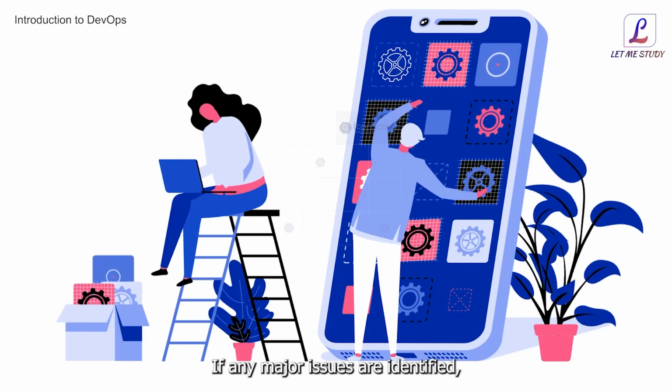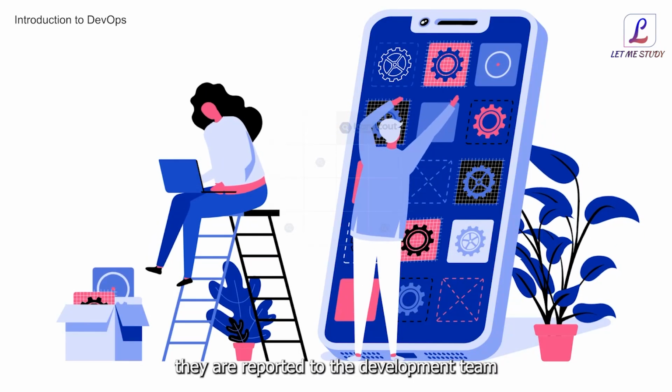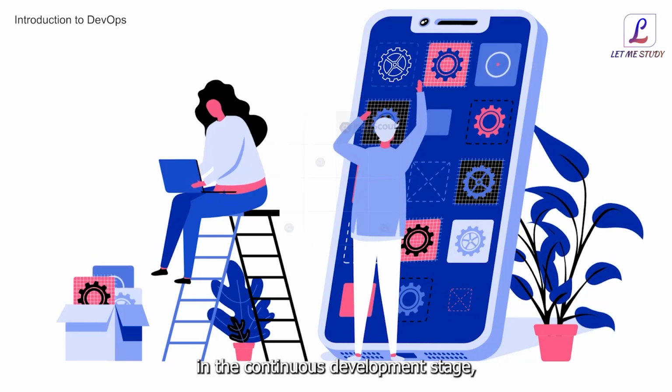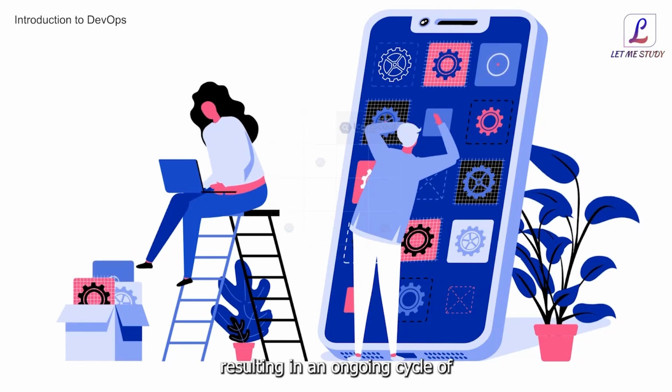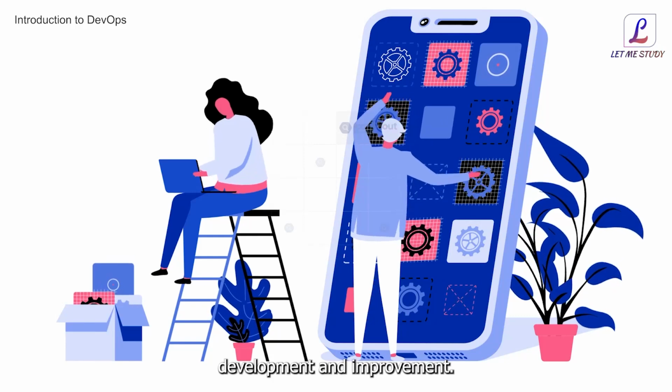If any major issues are identified, they are reported to the development team so that they can be addressed in the continuous development stage, resulting in an ongoing cycle of development and improvement.